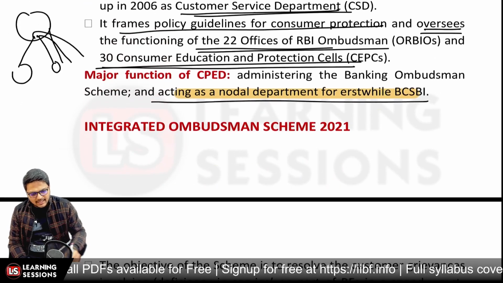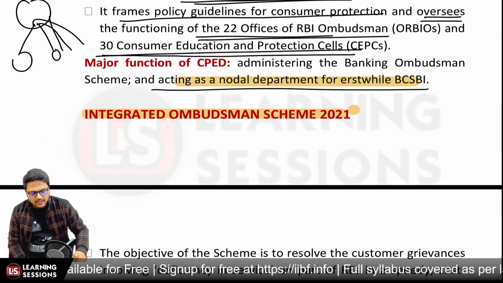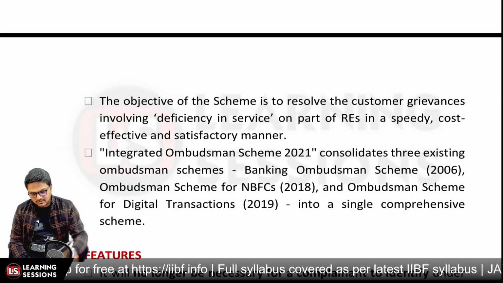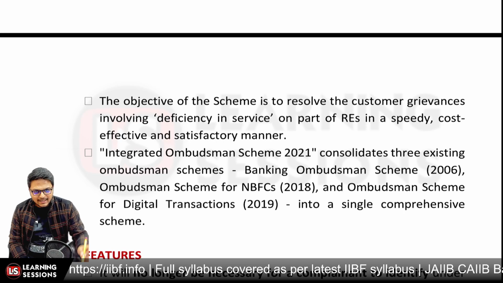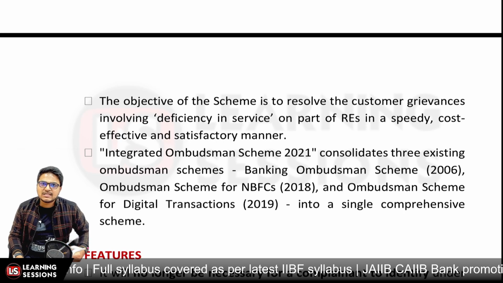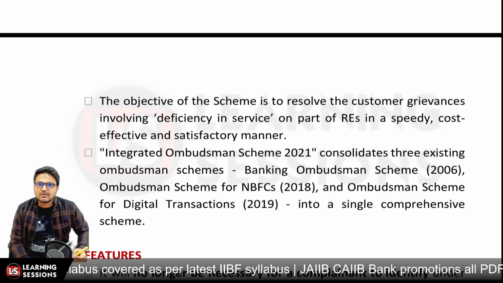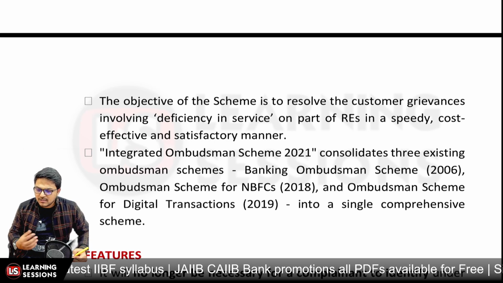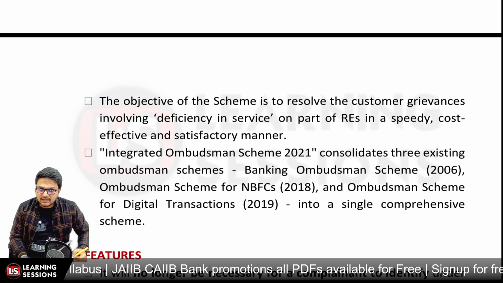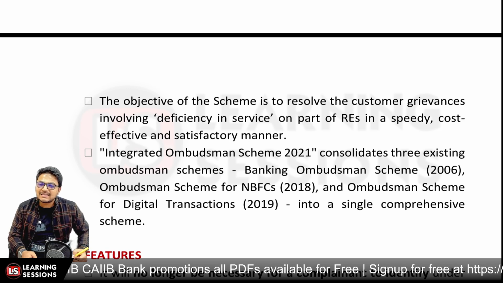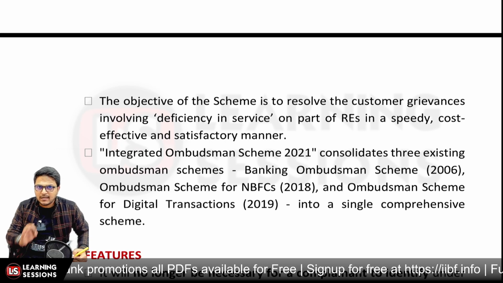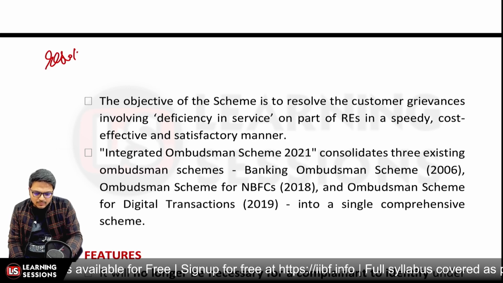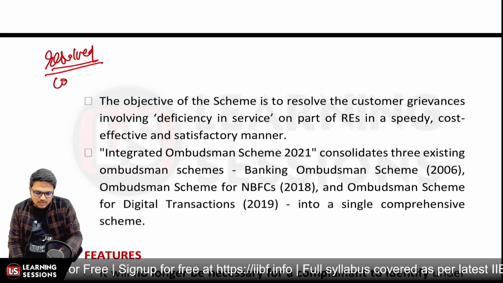Now let's learn about the very important Integrated Ombudsman Scheme 2021. What was the main objective? Previously, there were three different schemes. Now, RBI integrated all three schemes into one, so that whatever deficiencies in service were there on the part of the regulated entities must be resolved, cost effectively, and the complaints must be resolved in a satisfactory manner, right? That was the main objective of the scheme, and the process must be cost effective.